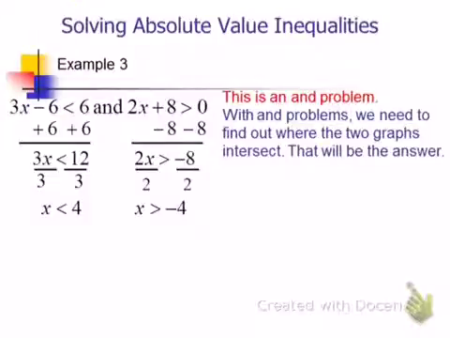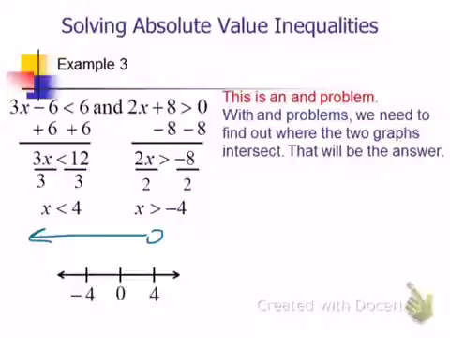Now, the most important word on the screen is and. This and tells me that I have to look for where these two graphs intersect. So x is less than positive 4, and we're going to graph these above the number line because we're looking for crossover. Only the intersection parts will go up top. It's an open circle and shade to the left. Greater than negative 4 is an open circle and shade to the right.